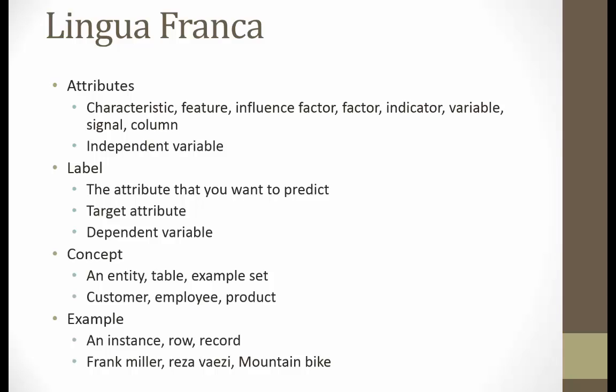Or mountain bike is just like a customer. So again, attributes refer to the column names, and can be referred to using different names such as feature, variable, indicator, factor, sometimes independent variable. Label is your target variable. It can also be called dependent variable. It's the factor or the attribute that you want to predict. Concept is your data table, your entity. It is also called example set in some applications including RapidMiner. Example is the record, the instance, that one row within your table.